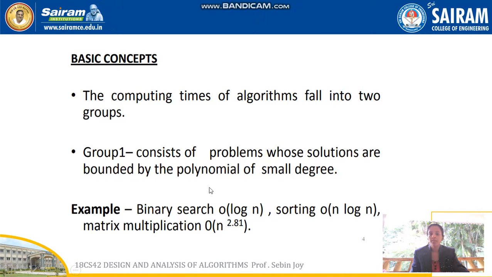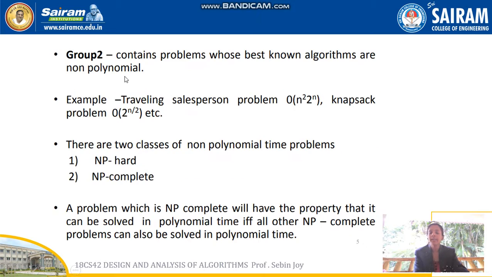These are the problems in group 1. Group 2 contains problems whose best known algorithms are non-polynomial. That means there will not be any polynomial bound. For example, traveling salesman is big O of n square 2 power n, and the knapsack problem is big O of 2 power n by 2, etc. These are the two groups which come up in algorithms when we refer to computing time. In group 2, which is non-polynomial, there are two classes of problems.